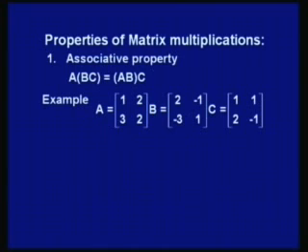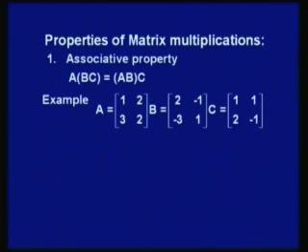Now we discuss properties of matrix multiplication. To start with, the associative property. If we are given 3 matrices A, B and C, then they can be multiplied in any order. You can first multiply B and C and then multiply it by A, or you first multiply A and B and then multiply it by C. The result will be the same. And this I illustrate with an example.